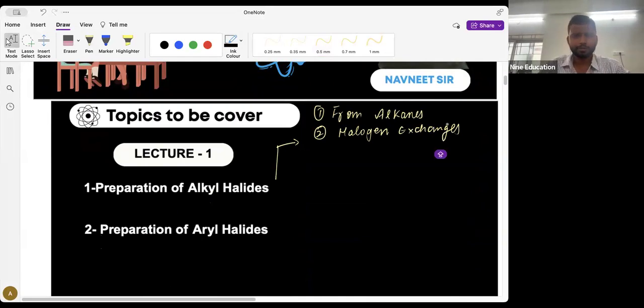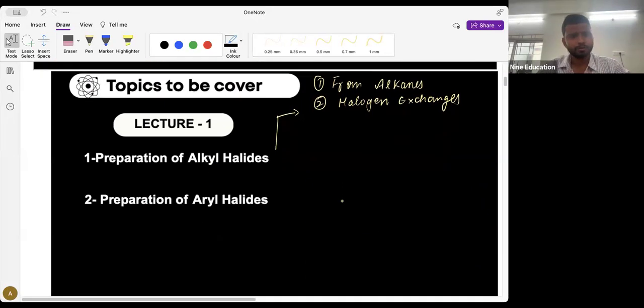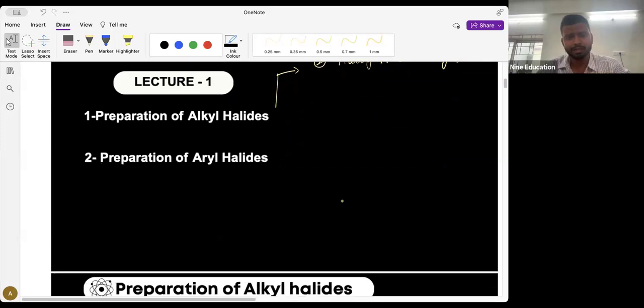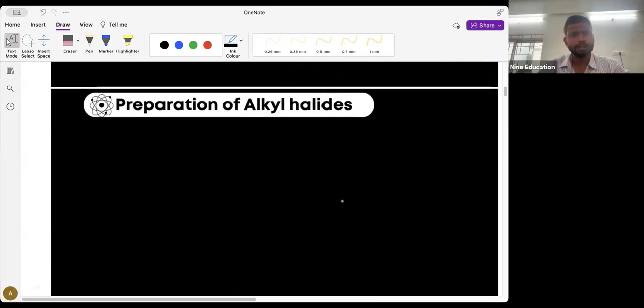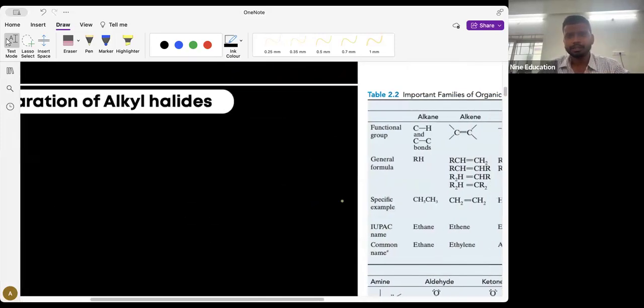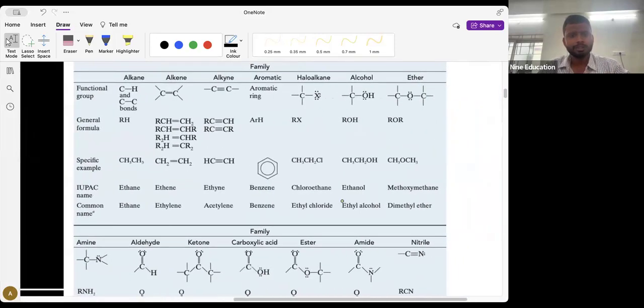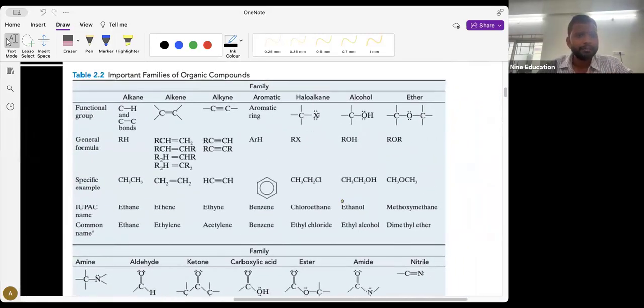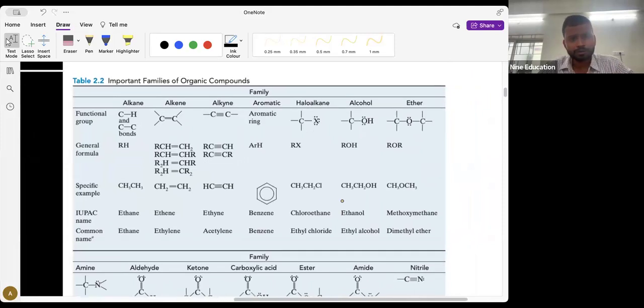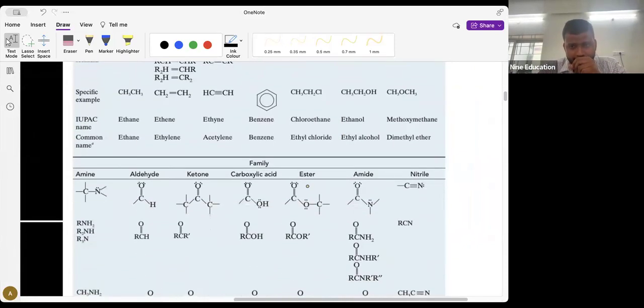So again, I will try to repeat these reactions, and more of all the preparation of alkyl halides we will try to do today, beta. So this is the agenda of today's class. Let's say we have this table. We have important families of organic compounds in which I have shown you different types of functional groups: alkane, alkene, alkynes, aromatic ring, haloalkanes, alcohols, ether, aldehydes, ketone, carboxylic acid, esters, amide, and nitriles.